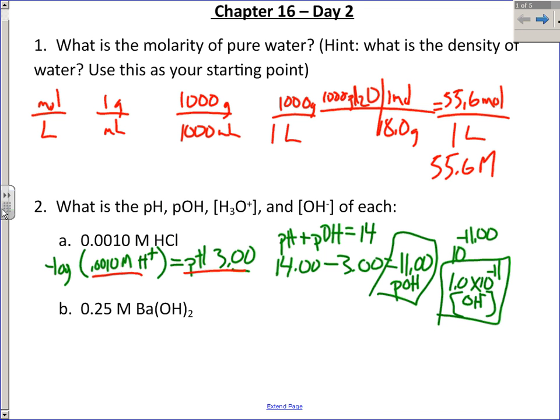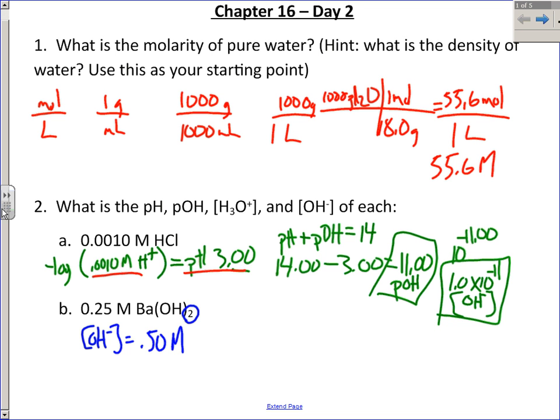Now we have a strong base. If it was a monobasic, a 1-hydroxide strong base, the same thing would apply. But in this particular case, we've got a 2 here. So if it's 0.25 molar Ba(OH)2, that would be an OH- concentration of double that, which would equal 0.50 molar. So that's our OH-.